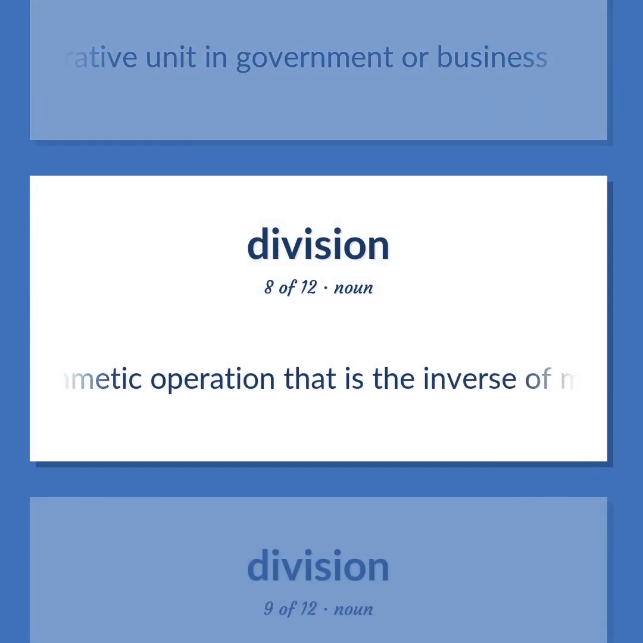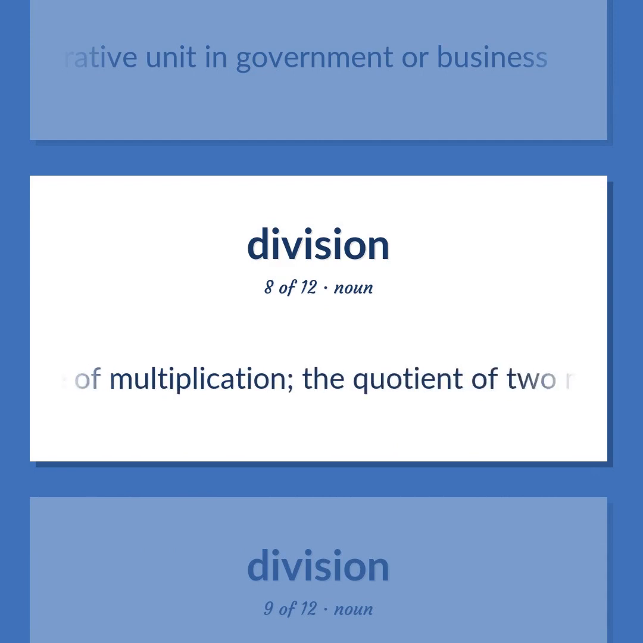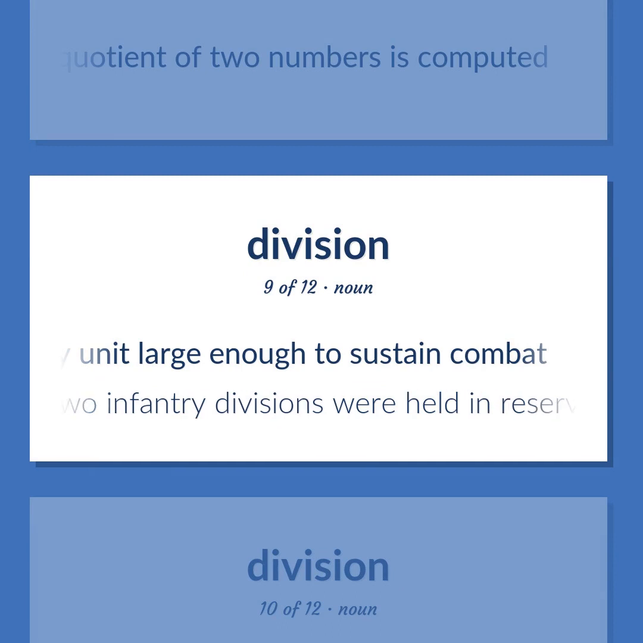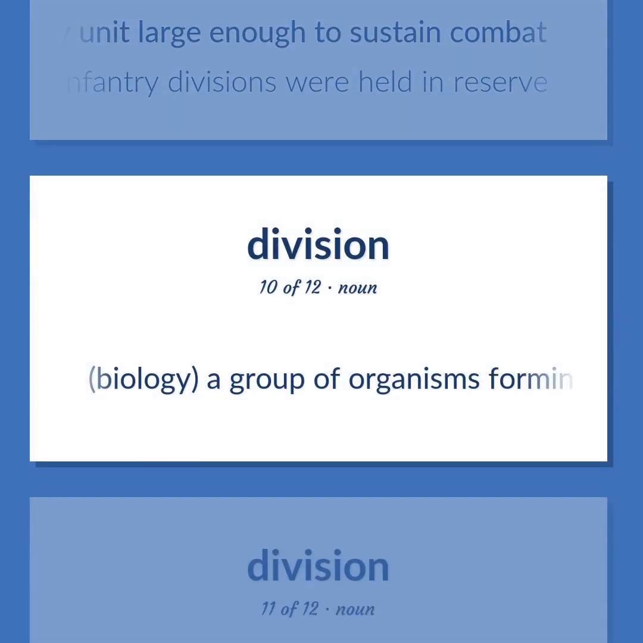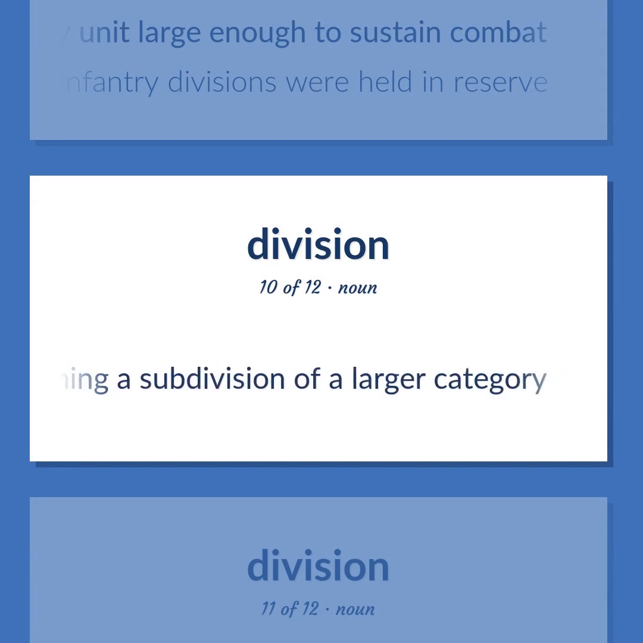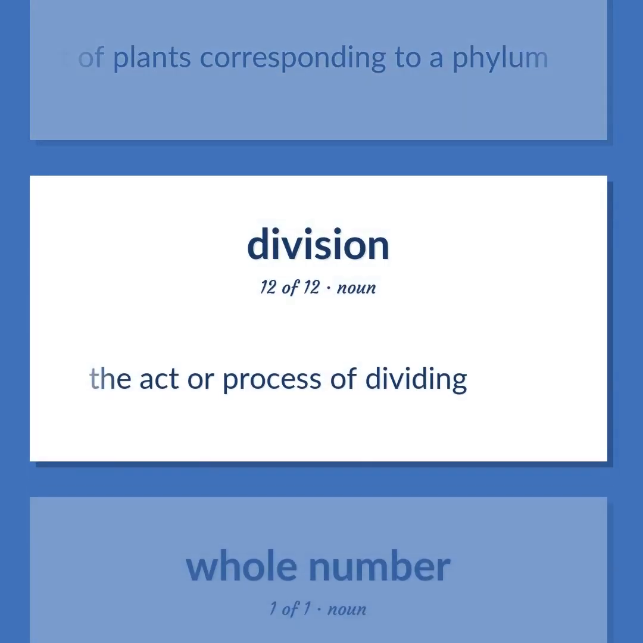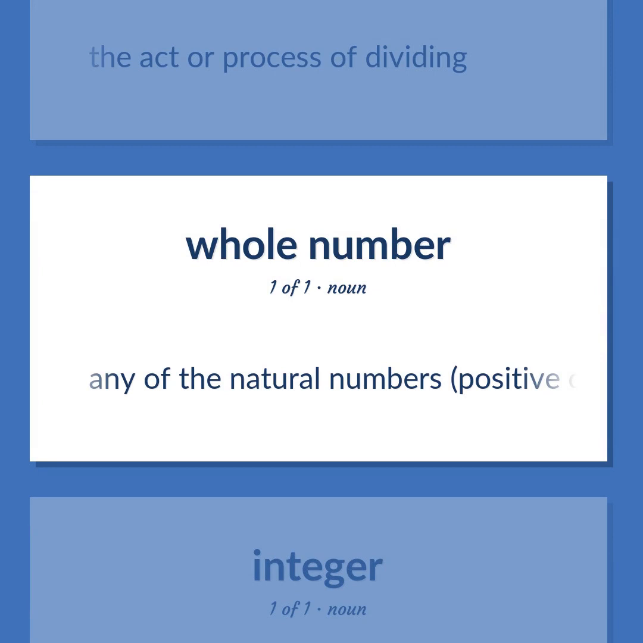An arithmetic operation that is the inverse of multiplication. The quotient of 2 numbers is computed. An army unit large enough to sustain combat. 2 infantry divisions were held in reserve. Biology. A group of organisms forming a subdivision of a larger category. Botany. Taxonomic unit of plants corresponding to a phylum. The act or process of dividing. Any of the natural numbers, positive or negative, or 0.